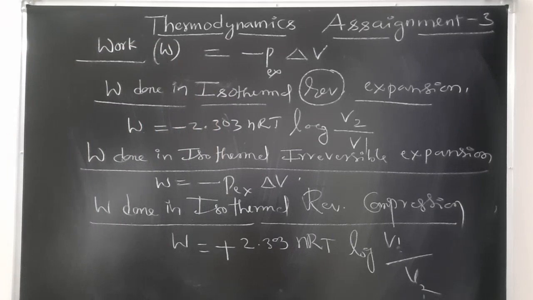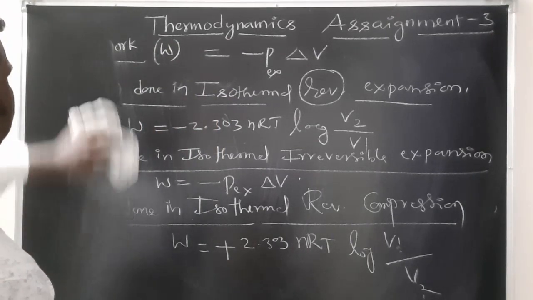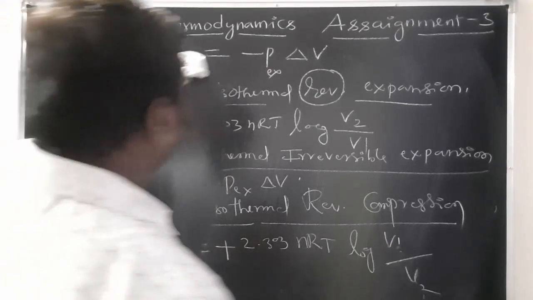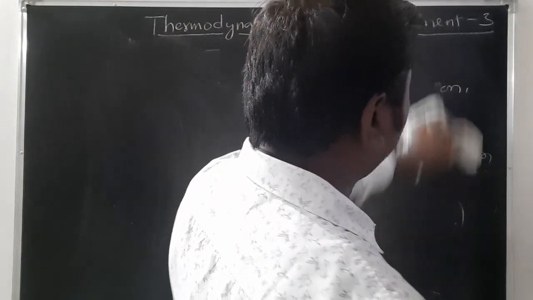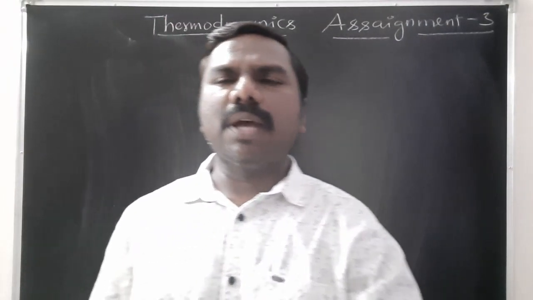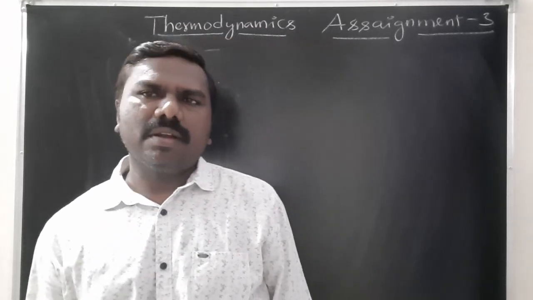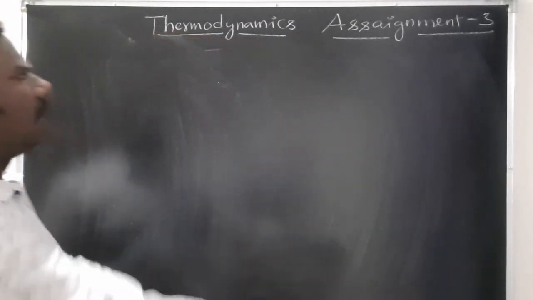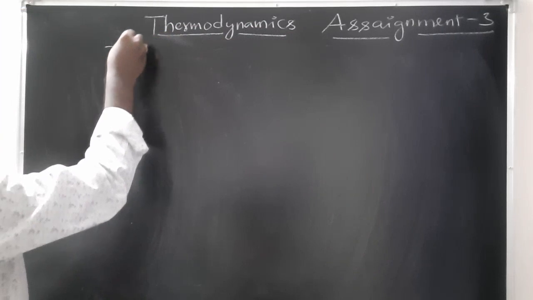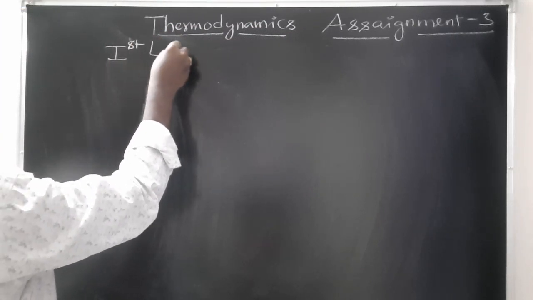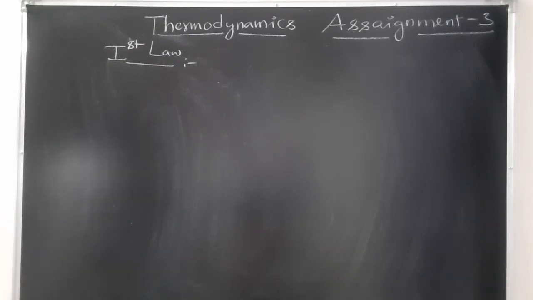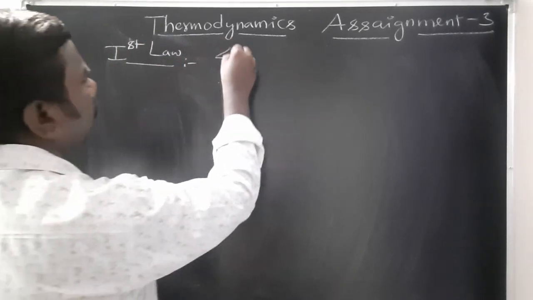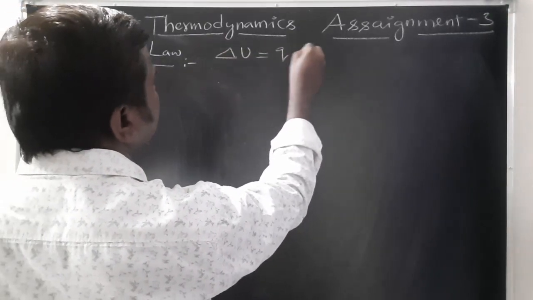Next, the first law of thermodynamics. Energy is neither created nor destroyed, but one form of energy can be transformed into another form. That is called the first law of thermodynamics. The formula is important, students: delta U is equal to Q plus W.